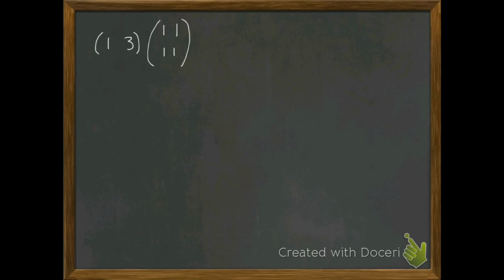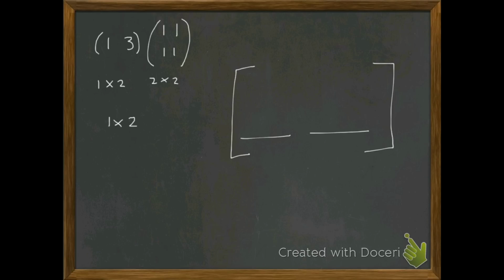Well, clearly what happens is we have a 1 by 2, we have a 2 by 2, so we're going to end up with a 1 by 2 matrix. Okay? So hopefully by now we're pretty decent at multiplying these two things together. So we're going to go 1 times 1 plus 3 times 1, so we're going to get 4. And the other, we're clearly going to get 4 as well. So keep the ball rolling here.